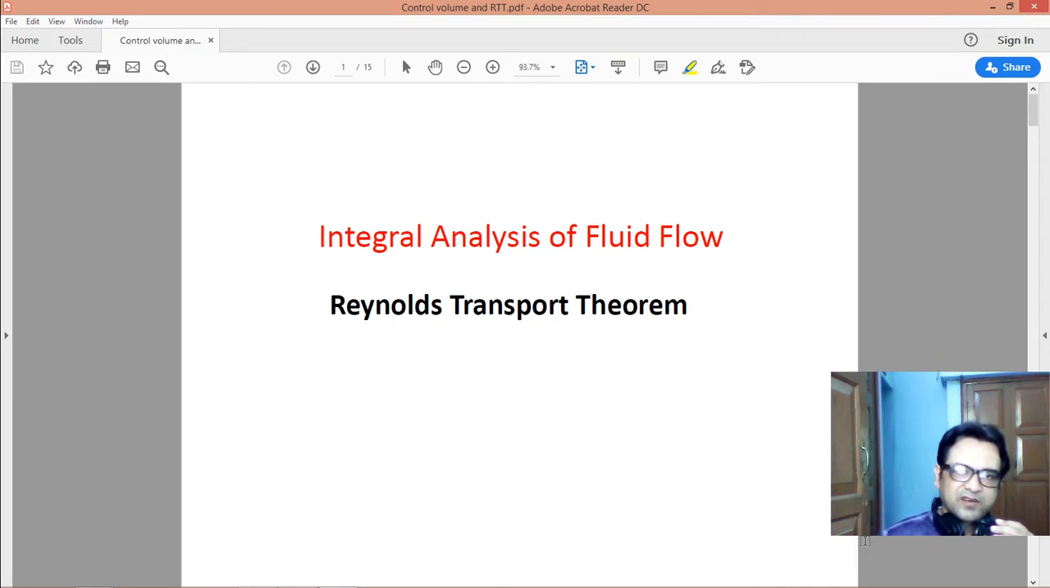We have derived the continuity equation, and we have discussed the Navier-Stokes equations for the momentum equation. We have seen that the equations are expressed in terms of differential equations. If we solve them, then we will get detailed point by point knowledge of the flow variables. But in integral analysis, if we are interested to find the gross flow behavior, then we have to follow the integral analysis.